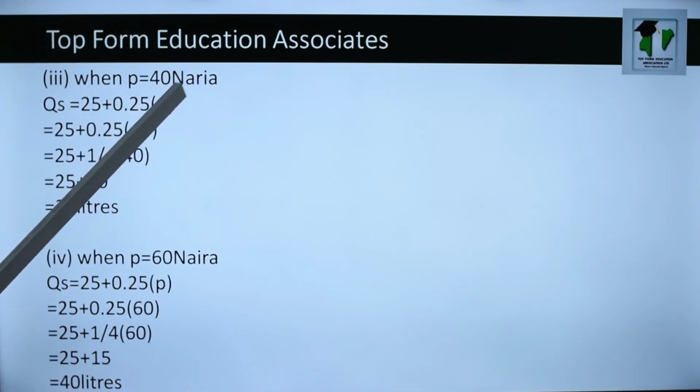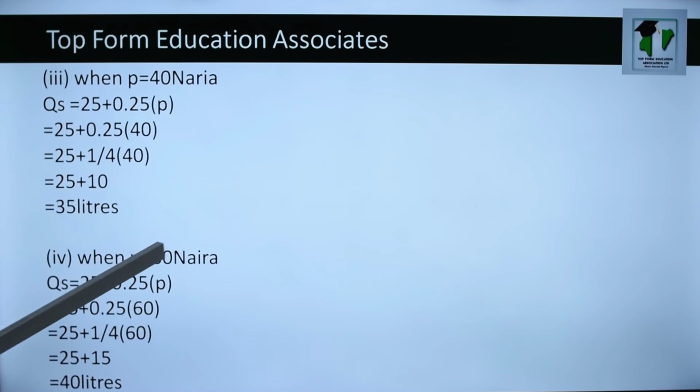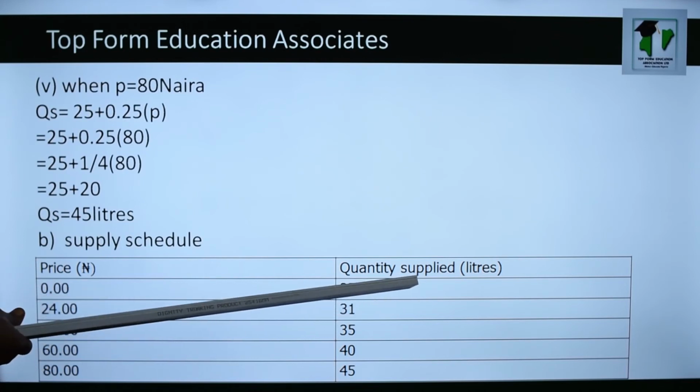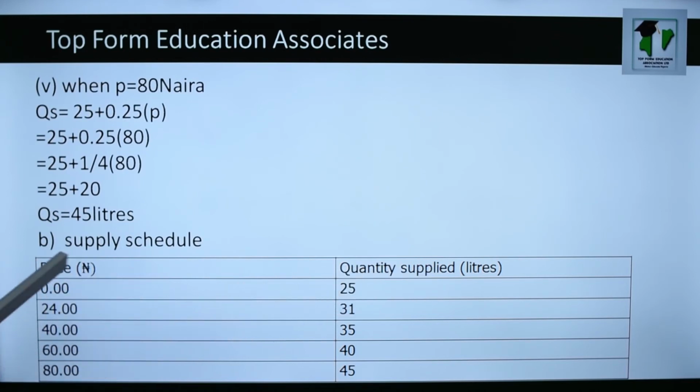When price is 40 naira, this. When price is 60 naira, this. And then when price is 80 naira, quantity supplied is 25 liters of gasoline. Question B says that we should present this in a supply schedule. On the first column we have the price, and the second column is quantity supplied. These are what we were given.